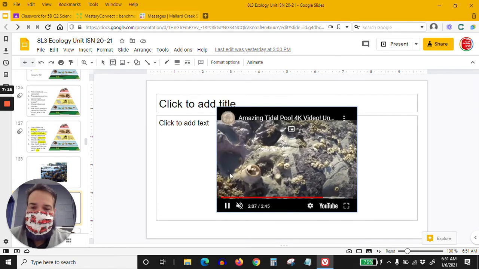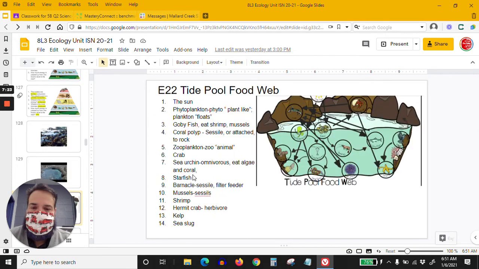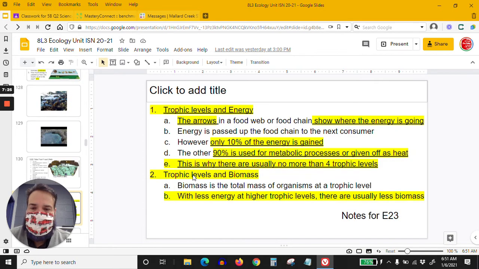And that's a hermit crab. He's going for a walk. All right, moving on. All right, so once again, you're copying down the yellow.